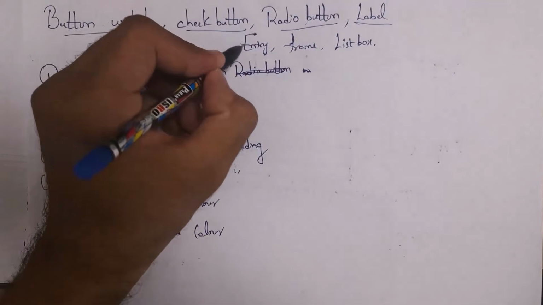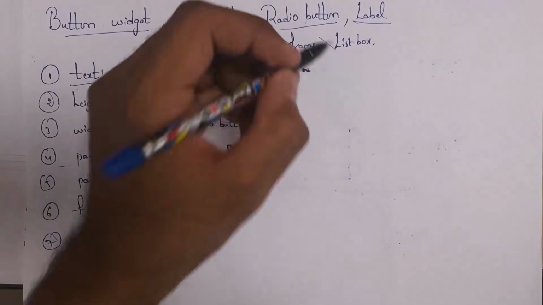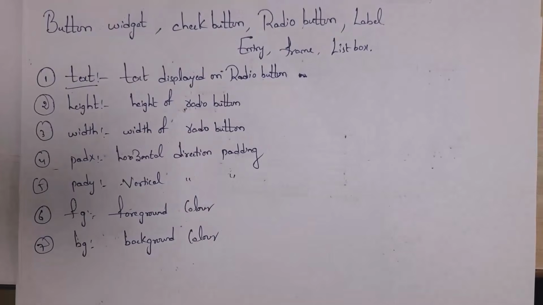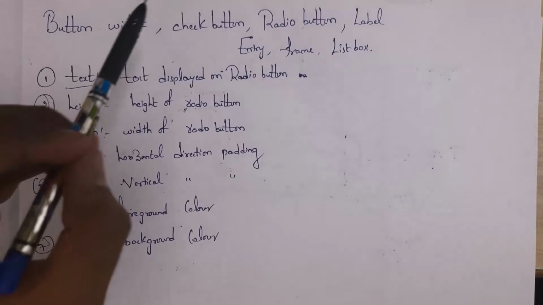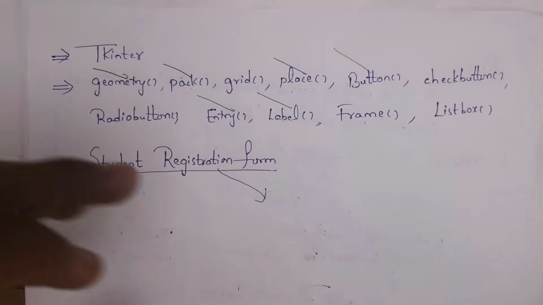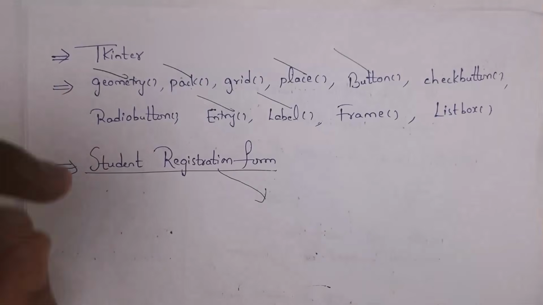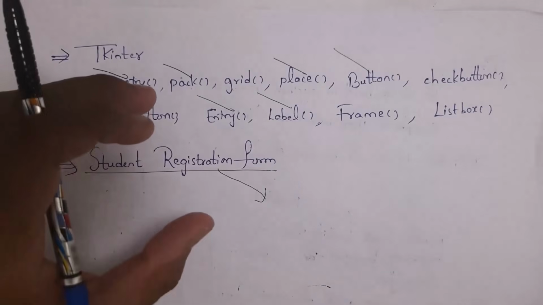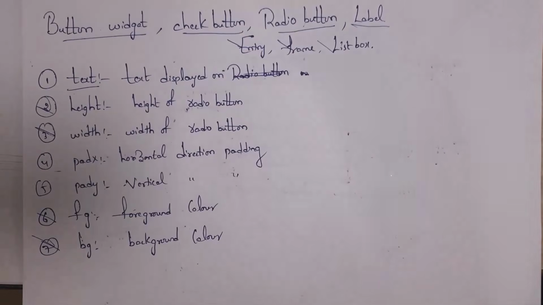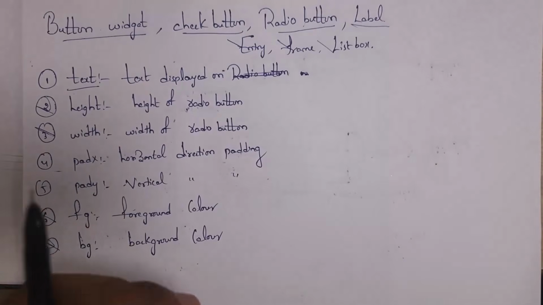Whereas for entry widget, frame widget and list box widget, there are only 4 options. They are background color, foreground color, width and height. Guys, in exam you may get question like, explain various options available in button widget, check button, radio button, label, entry, frame and list box widgets. Whenever that question comes in exam, you need to write various options that are available in particular widget, and also give example for each widget. If you study the student details form example, then it is enough because in that example, we covered all these methods.